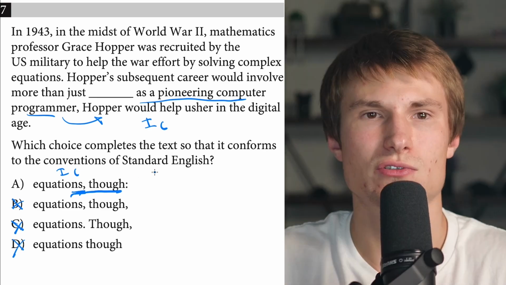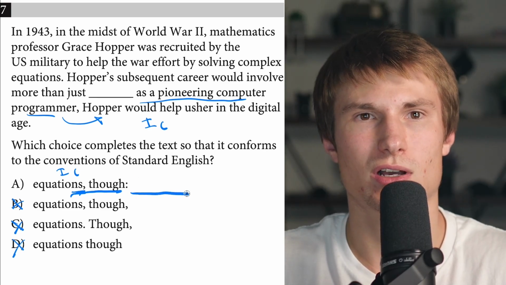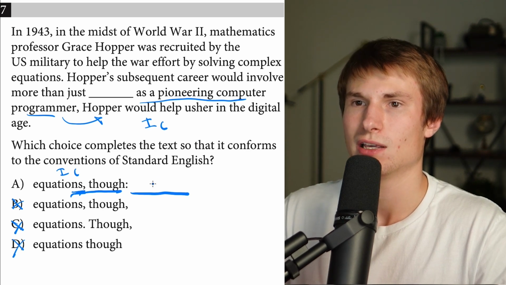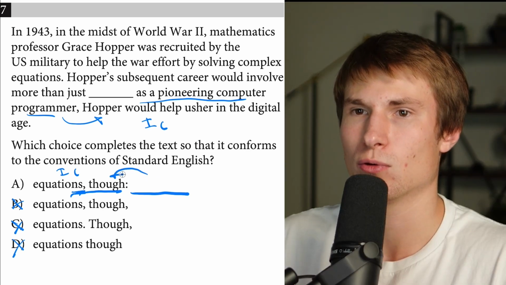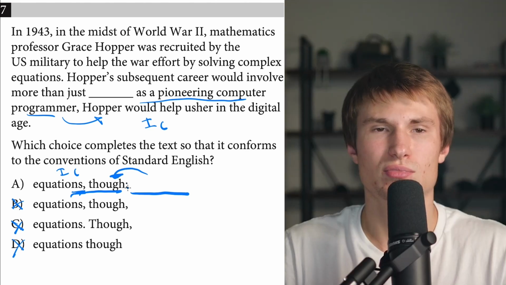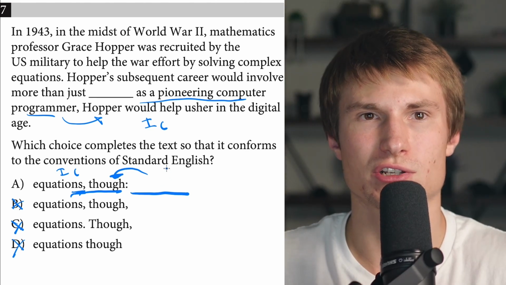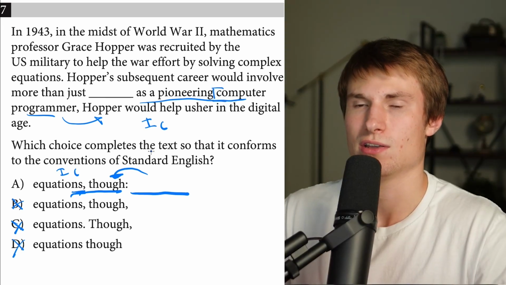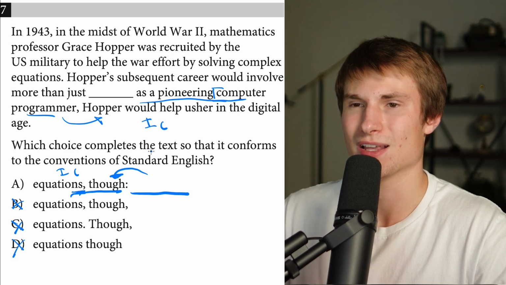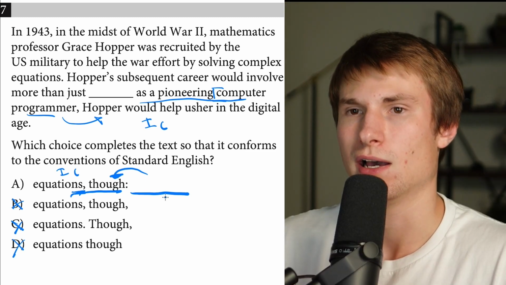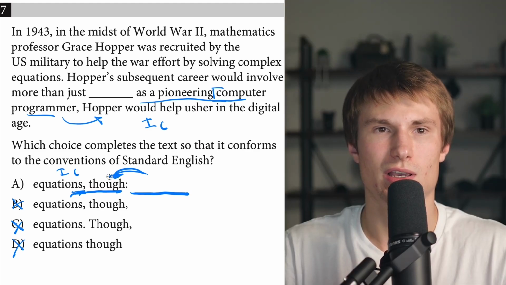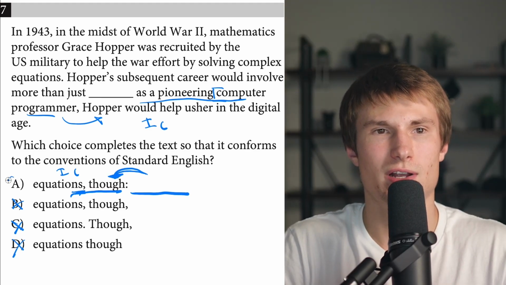Okay, the other thing that you can note is that your second independent clause here of as a pioneering computer programmer, Hopper would help usher in the digital age is illustrating the idea that came before it, or the preceding idea prior to this colon, which is that her subsequent career would involve more than just equations, which we are illustrating by her being a computer programmer. The equations part was referring more to her being a mathematician. So we are illustrating this idea. Anytime you are illustrating the idea that came before it, you will often be using a colon. So our answer has to be answer choice A.